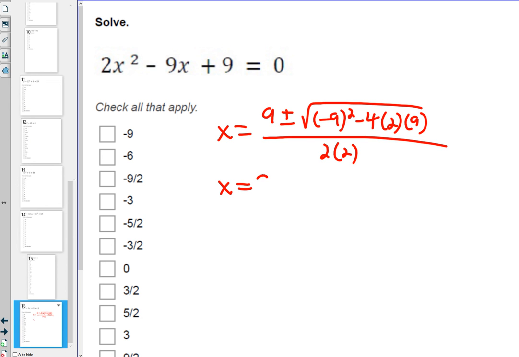X is equal to positive 9 plus or minus the square root of 81. How many negatives come after the square? So what would I put after the square? There's one more negative after that. Yeah. So, there's 72.